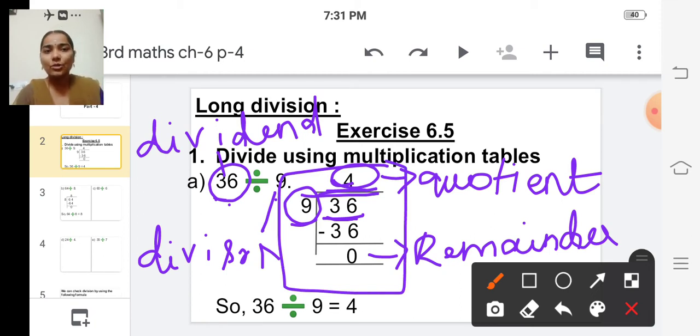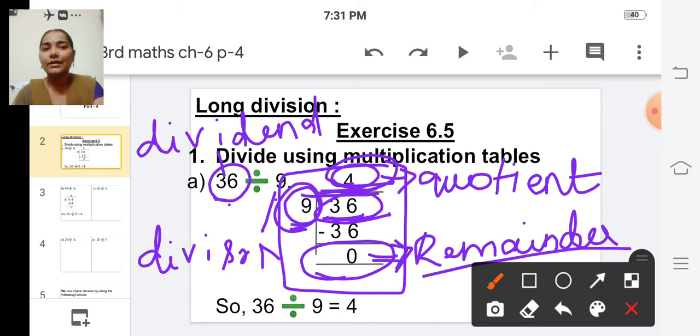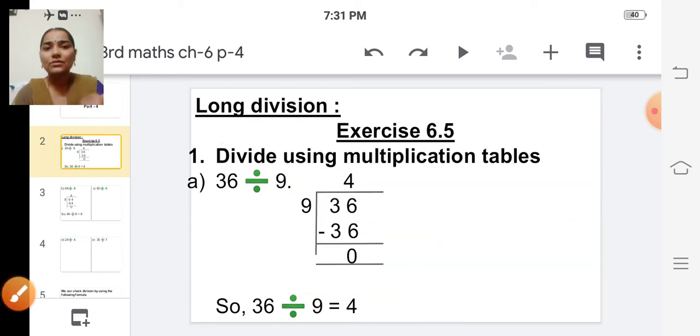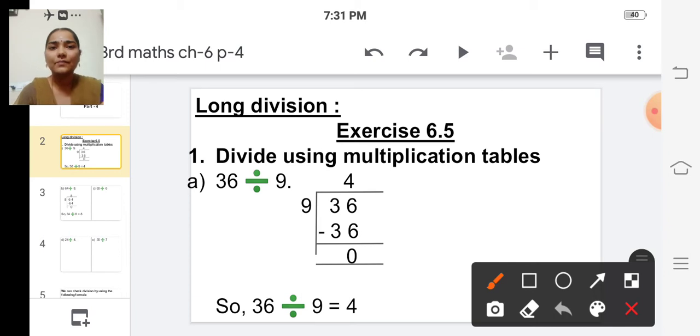Okay, children. So, you have to write the dividend here, divisor here, quotient here, and the number that remains is called the remainder. Shall we do the problems? Yes. So, first one, 36 divided by 9. We are going to divide 36 by 9.